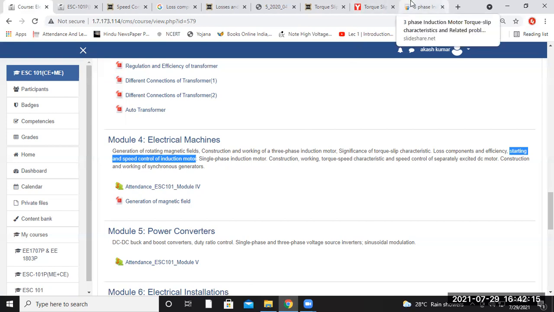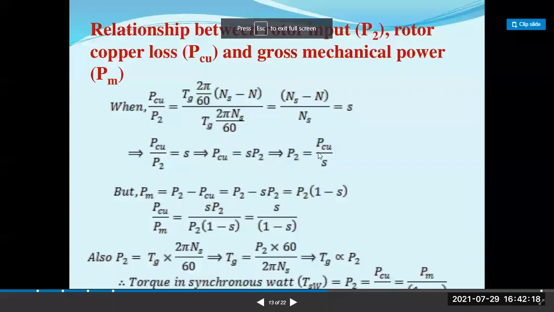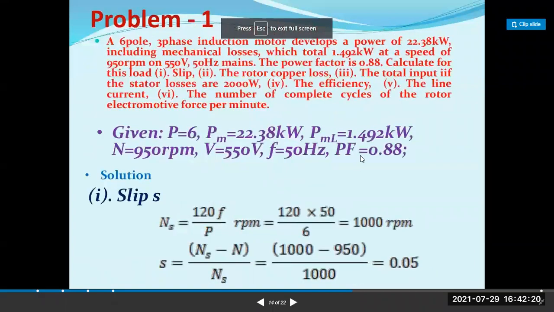Further, let us discuss a numerical based on the induction machine. Find the efficiency and slip. Here a 6-pole, 3-phase induction motor develops a power of 22.38 kilowatt. That is the power developed, including mechanical losses, which total 1.492 kilowatt, at a speed of 950 rpm.